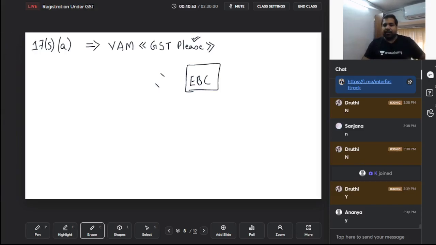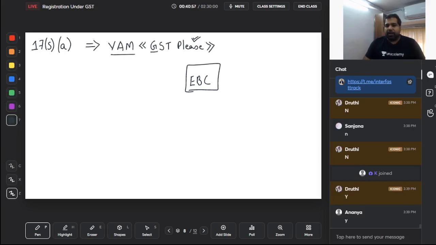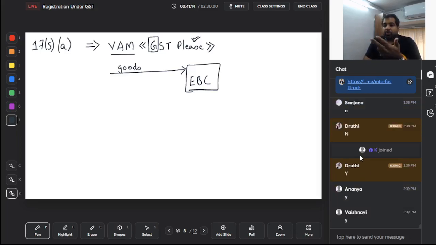What does GST please mean? Guys, if this VAM is for transportation of goods, please tell me what does G mean? If the VAM is for transportation of goods. Example, a truck, is it for transportation of goods? Yes. A vessel, can it be for transportation of goods? A cargo aircraft, can it be for transportation of goods? Yes. So if it's for transportation of goods, will you get credit? Yes, you will get credit.